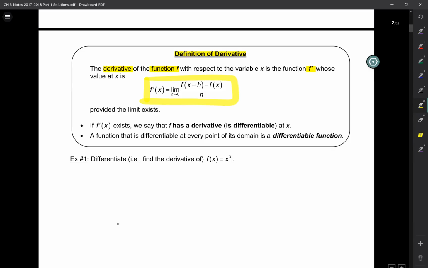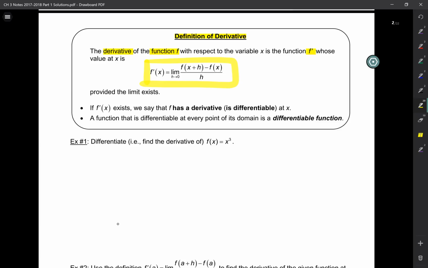And this you've seen. You've seen the limit as h approaches 0 of f of x plus h minus f of x over h. This is what we were doing in the last chapter. In the last chapter, we were saying that this is the instantaneous rate of change, the rate of change at the point a. Now we're saying it's the derivative, because derivative is rate of change, derivative is slope.